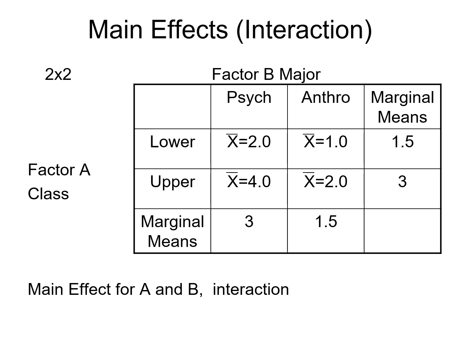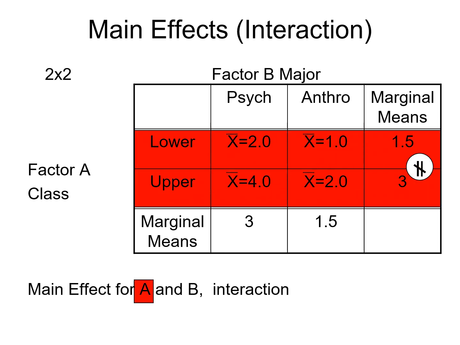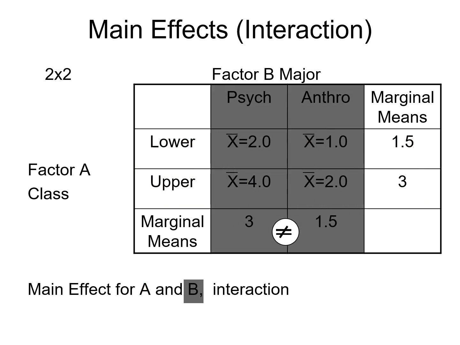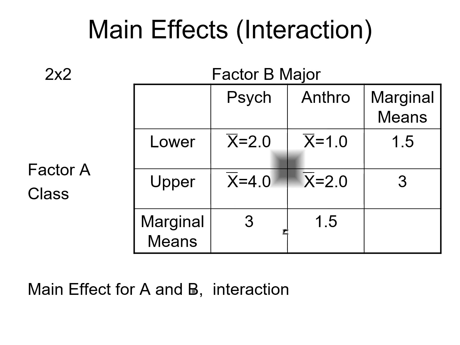But let's look a little deeper at the actual trends that we're seeing. So again, we have that main effect just as we did before. We have that second main effect just as before. But now when we look at the trends, we find some differences. So when we go from psych majors at a lowerclassman from psych to anthropology, we see a drop of 1.0. So in other words, 2.0 to 1.0. But when we look at upperclassmen, we actually see a difference of 2. So it goes from 4.0 to 2.0. So there's a difference in those trends.